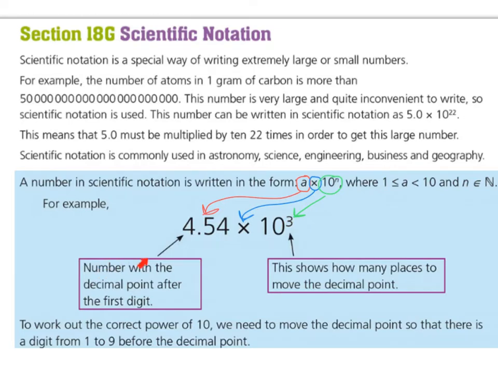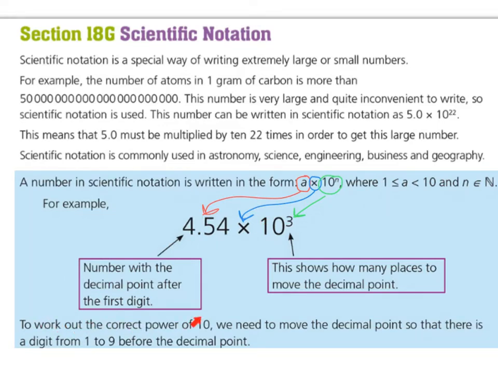So the number has the decimal point after the first digit, in this case 4. And the 3 shows how many places to move the decimal point. If this is a positive number, which it is, positive 3, we move the decimal point to the right. The decimal point at the moment is here. We're going to move it 3 places to the right.